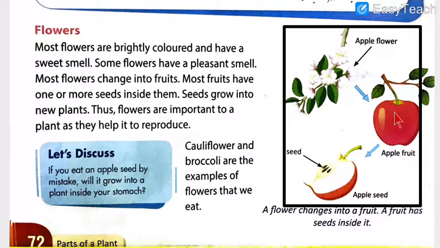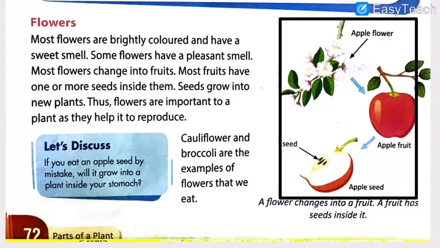Flower converts into the fruit, and again when you eat the fruit, you throw away the seeds, and again the seeds grow in the form of a new plant. So it reproduces the new flower, the new plant. So this helps in the reproduction procedure as well. That is why flowers are very important.